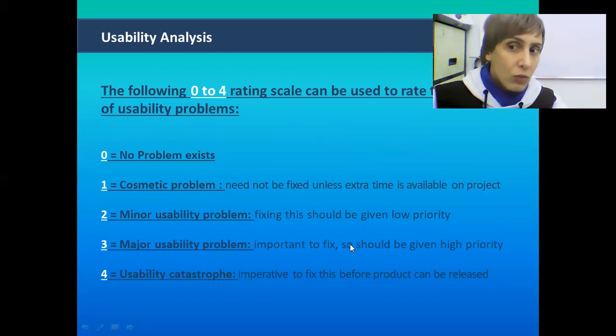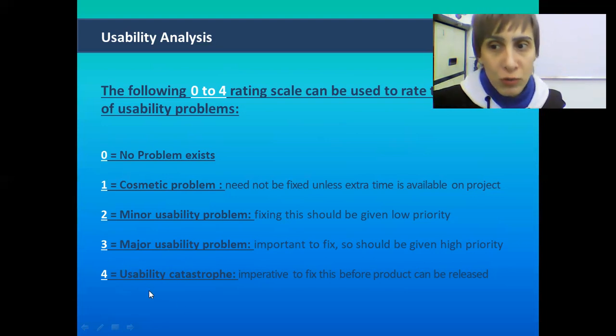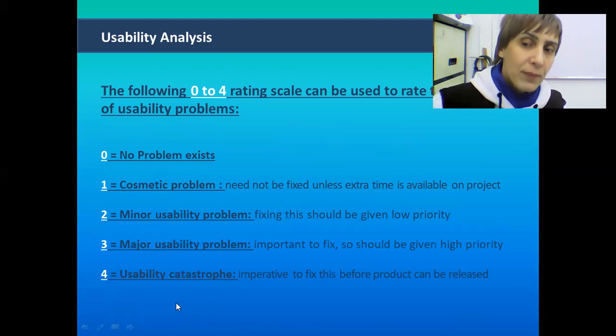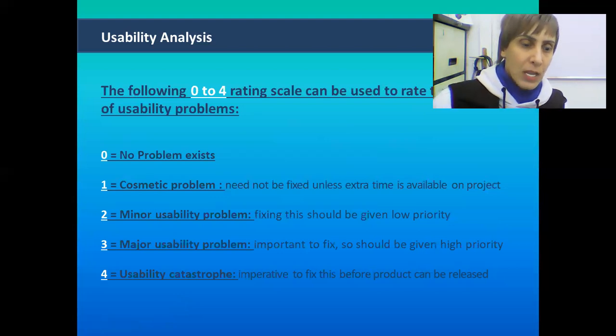We need to use design to solve this problem because we will have big problems if we allow this design to continue having this usability problem. And number 4 is usability disaster, catastrophe. Here it means this is a huge design problem and it must be solved. It must, okay?